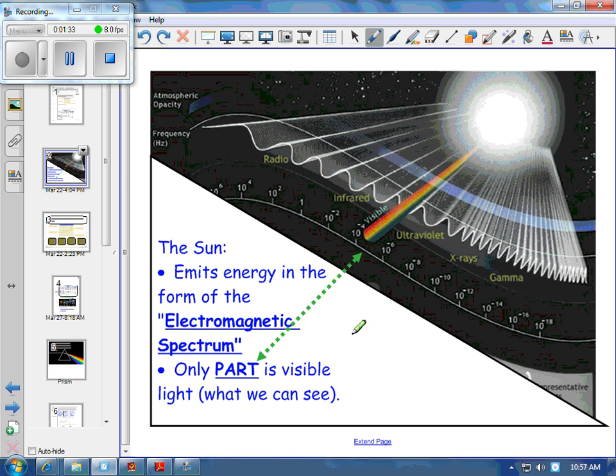first off, the electromagnetic spectrum. All right, the sun, we're going a little bit back to astronomy now. The sun emits energy in the form of the electromagnetic spectrum. Only part of this electromagnetic spectrum is visible light, which is what we can see. And if you look at this diagram, you see only a tiny portion of the middle of the electromagnetic spectrum is visible light. The rest of it, like radio waves, infrared, ultraviolet, X-rays, and gamma rays, we cannot see with our eyes.